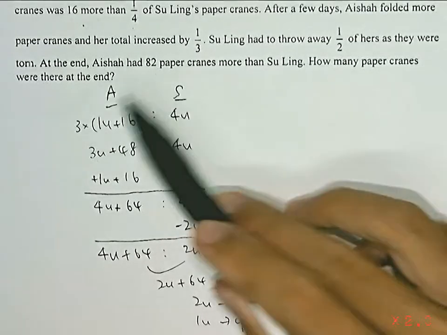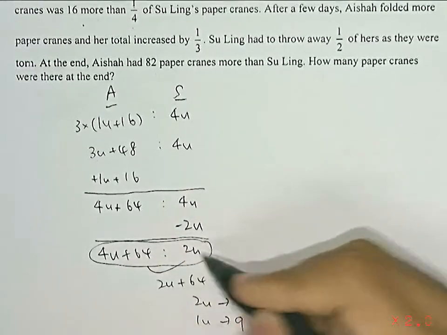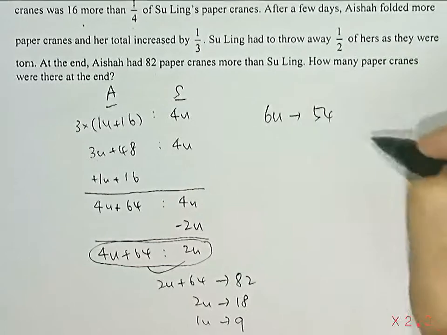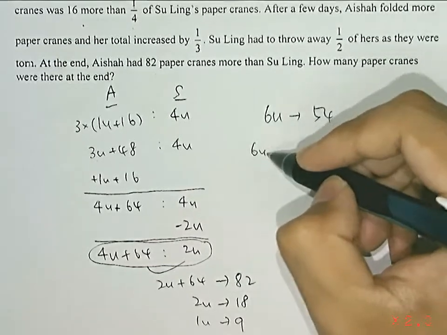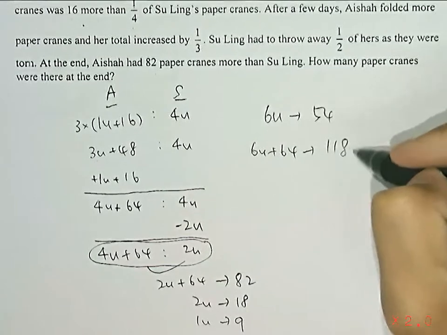So how many paper cranes were there at the end in total? There's a total of 6 units and 64. So 6 units will be 9 times 6, which is 54 paper cranes. And adding on another 64, we have our answer of 118.